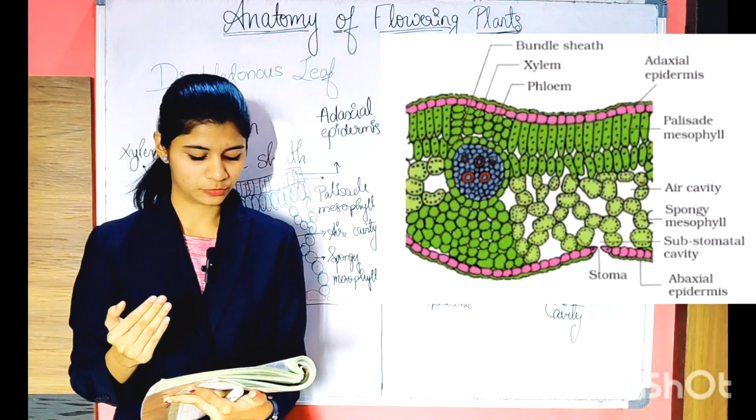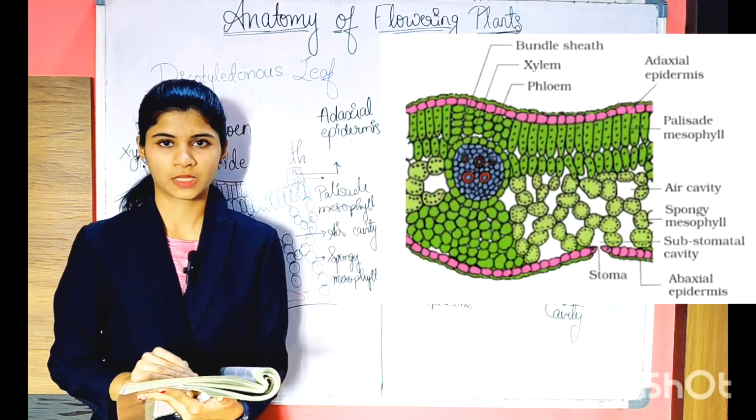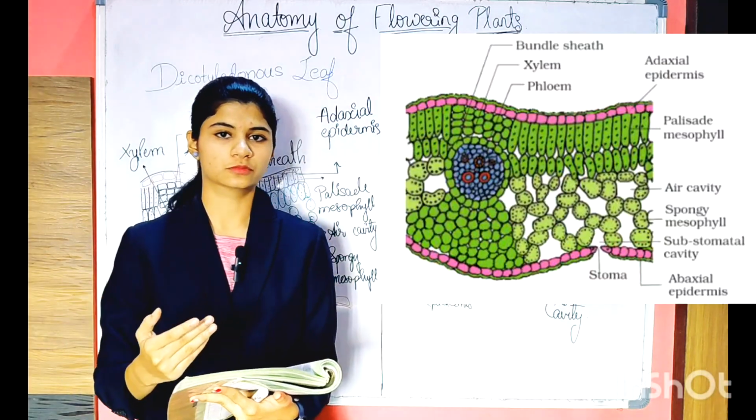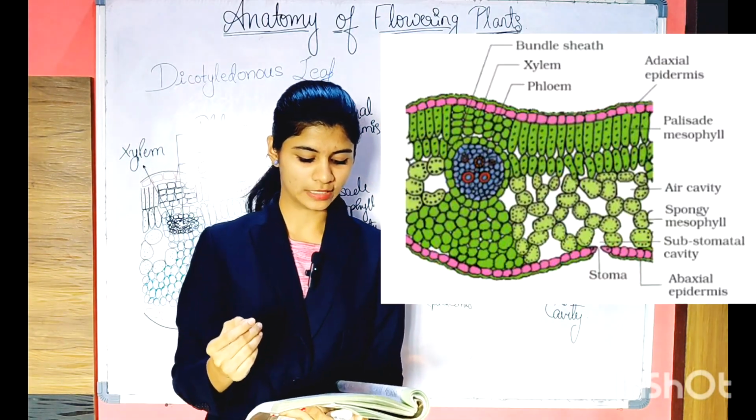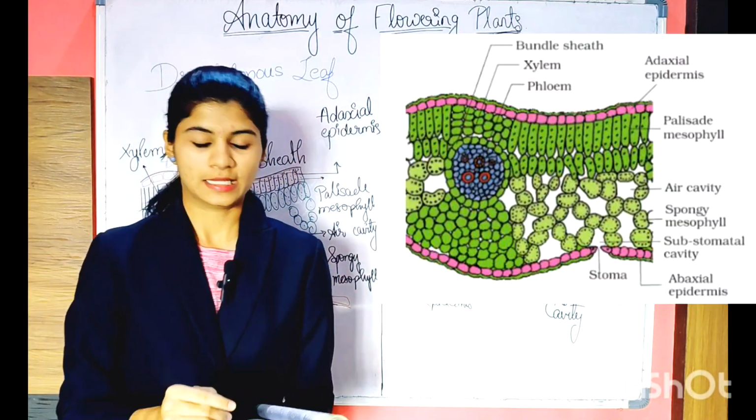Look at figure 6.5a and find the position of the xylem and the phloem in the vascular bundle. Now this question is for you, dear students. You have to find out the position of the xylem and the phloem in the vascular bundle. Now let me explain to you.